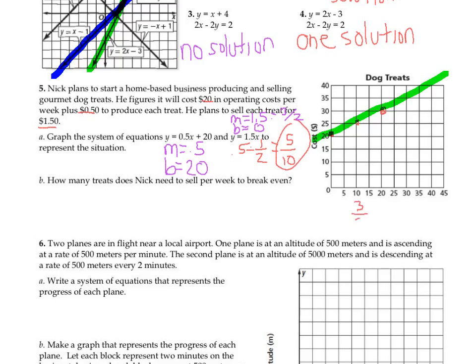So down here, 3/2. Again, we can multiply both top and bottom by 5. So if we do that, we get 15/10. So now this is our slope for our second line. So we can go up 15 and over 10. And then we can do that again. Up 15 and over 10.